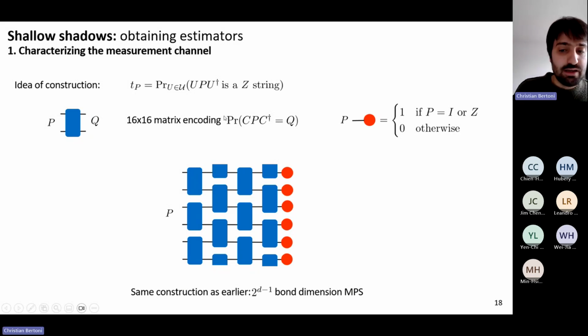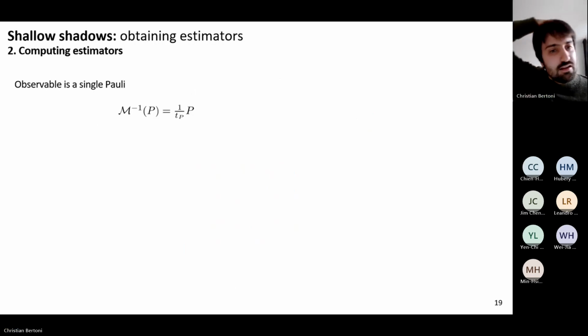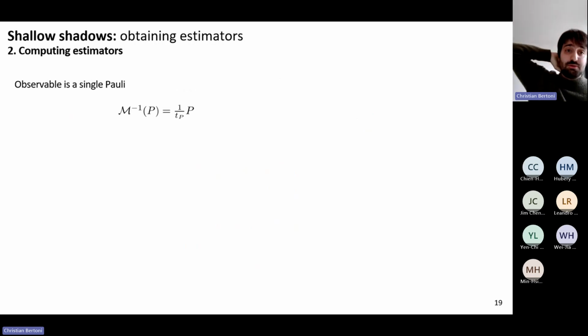Right, so now we have characterized the measurement channel, but this is a completely different issue from actually computing the estimators. Well, it's not completely different, but it's not enough at all. So let's say that we want to compute some estimators, and let's start from the easiest possible case. Let's assume the observable is a single Pauli.